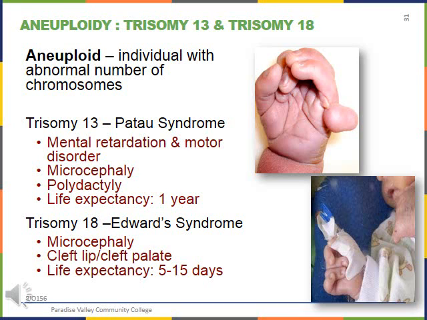Trisomy 18 is called Edwards syndrome, and they also have microcephaly. They also have the cleft lip or cleft palate. They live a little bit longer, but they live only 5 to 15 days. I was thinking years at first. So they live barely at all, which is even more tragic. I mean, I can't even imagine. But look at the chromosomes, you'll see that there's 3 on each one of those chromosomes. So if you have trisomy 13, you've got 3 chromosomes at number 13, and trisomy 18, you have 3 chromosomes at number 18.